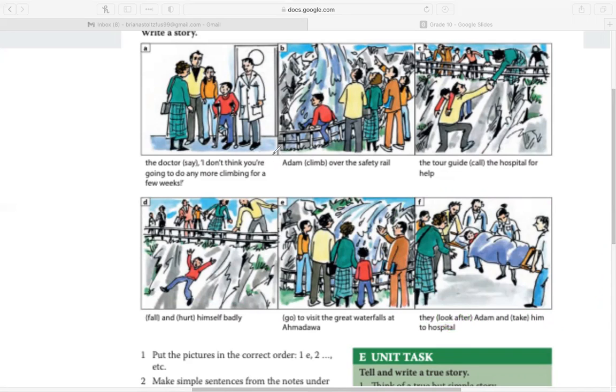And what happened next? Picture A. The doctor, "I don't think you're going to do any more climbing for a few weeks." What is the past tense of say? Said. The doctor said, "I don't think you're going to do any more climbing for a few weeks." Great job, everyone.